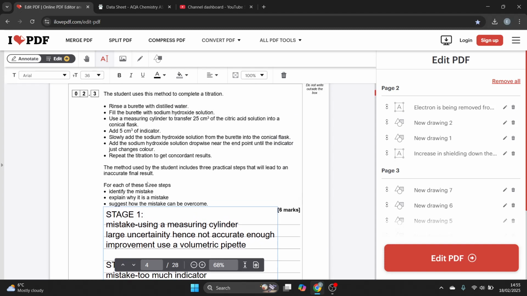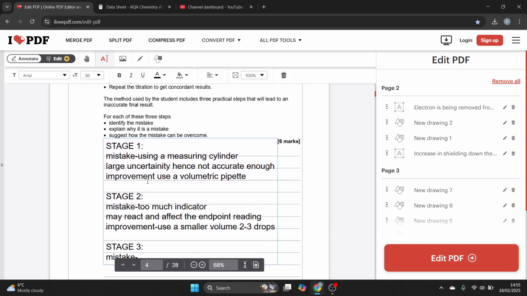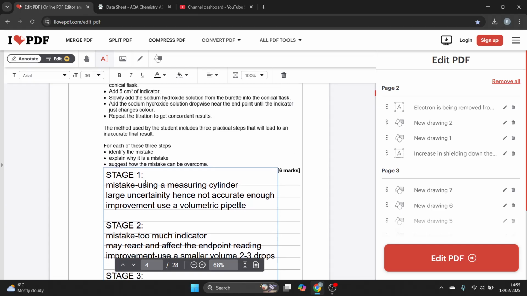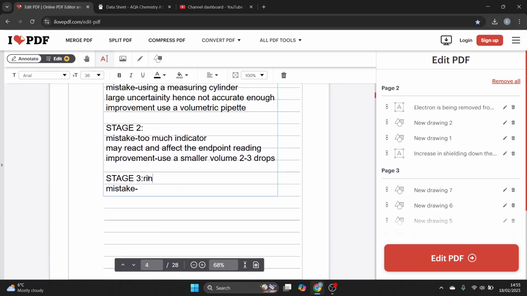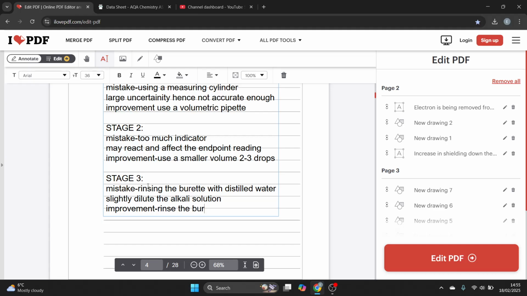It says rinse a burette with distilled water. Well, that's going to be a mistake as well. Rinsing the burette with distilled water will slightly dilute the alkali solution. So improvement is to rinse the burette with alkali solution.